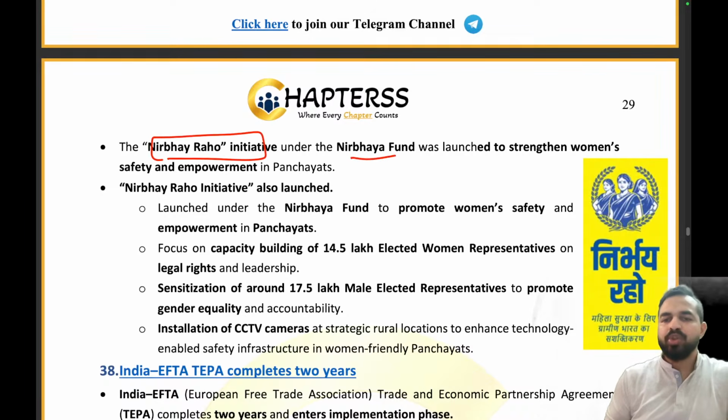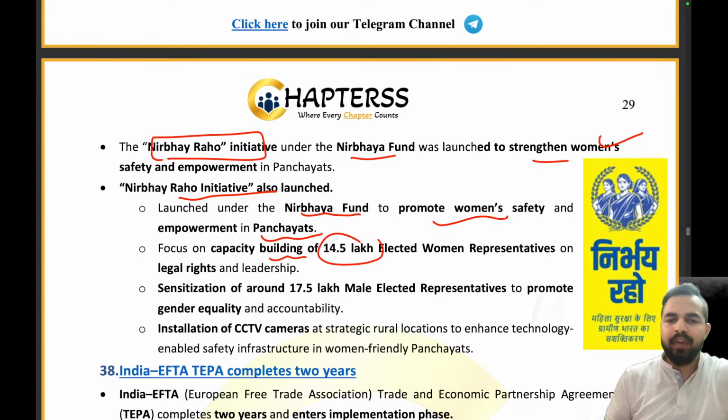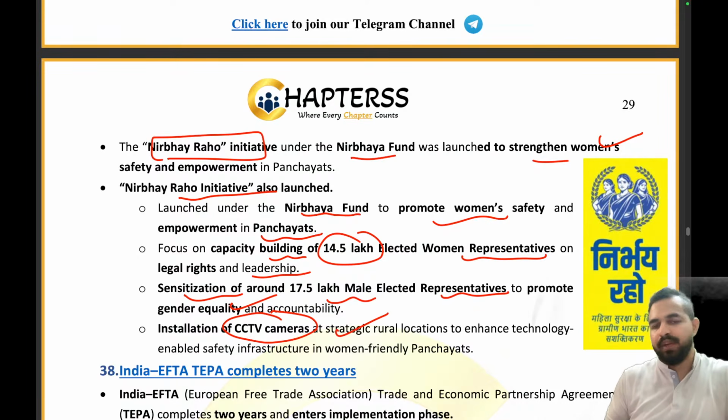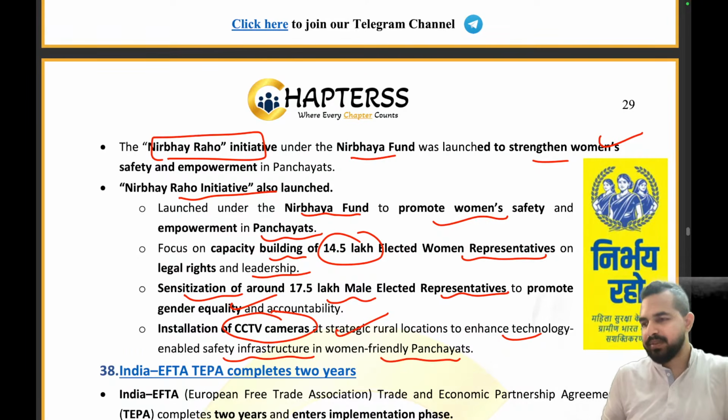That is why we had the Nirbhay Raho initiative, launched under the Nirbhaya Fund to strengthen women's safety and empowerment in panchayats. It focuses on capacity building of 14.5 lakh elected women representatives on legal rights and leadership. We sensitized 17.5 lakh male elected representatives to promote gender equality and accountability. We installed CCTV cameras in the panchayat offices to enhance technology-enabled safety infrastructure in women-friendly panchayats.